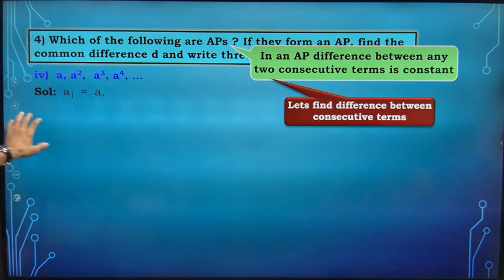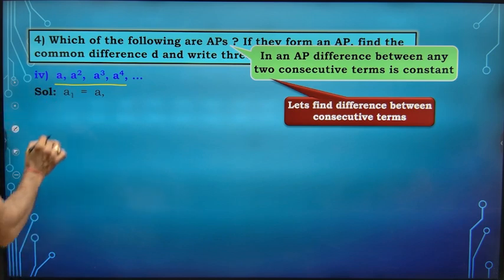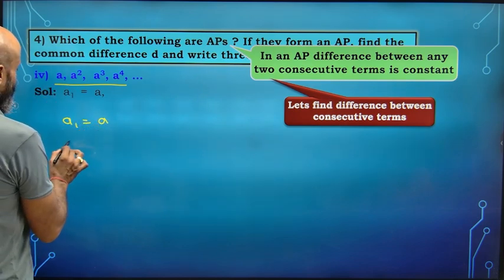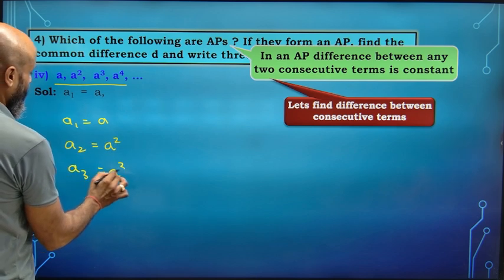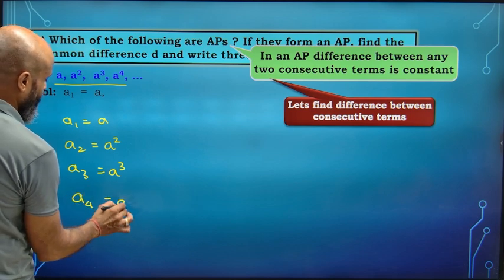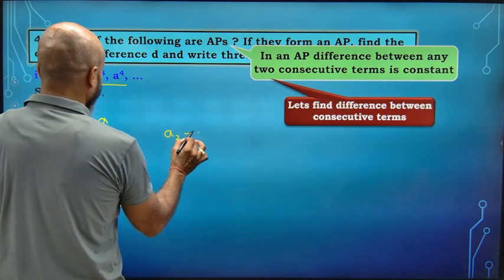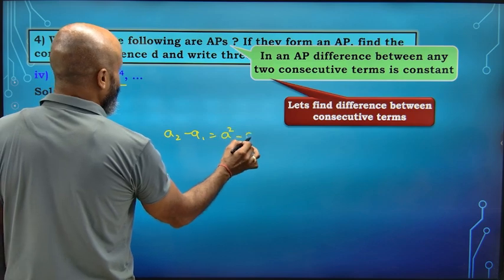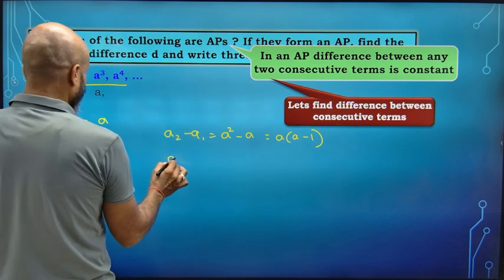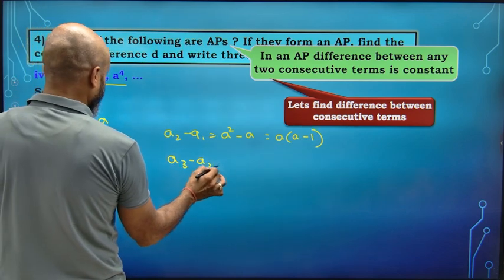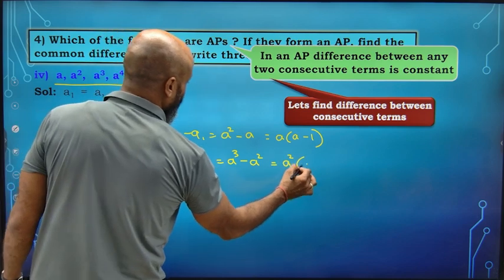So let's say here we have a sequence given, we don't know whether it is an AP or not. So a1 here is how much? A1 here is a, a2 here is a square, a3 here is a cube, and finally a4 here is a raised to 4. Okay, clear? Okay, so if I do a2 minus a1, that will be a square minus a, that will be a into a minus 1. Then we have a3 minus a2, that will be a cube minus a square. So this will be a square into a minus 1.